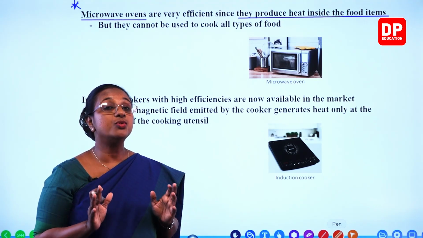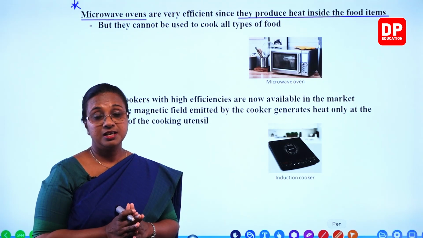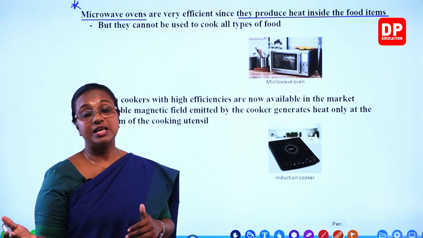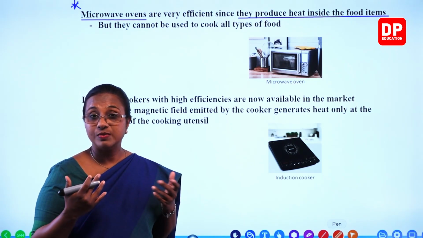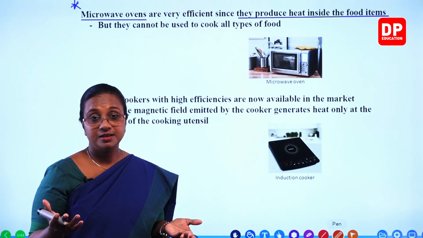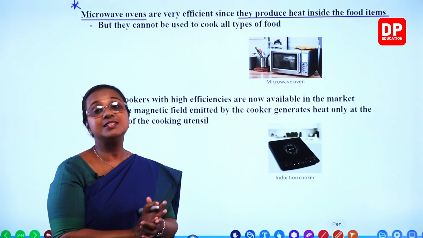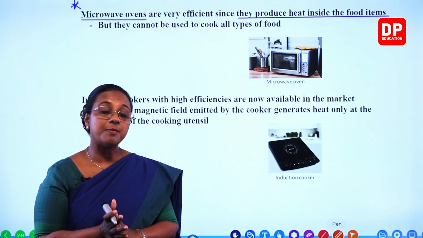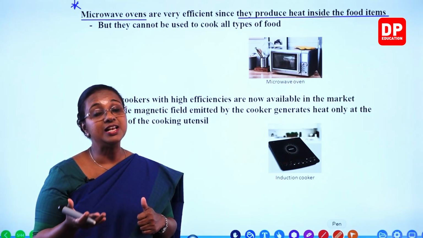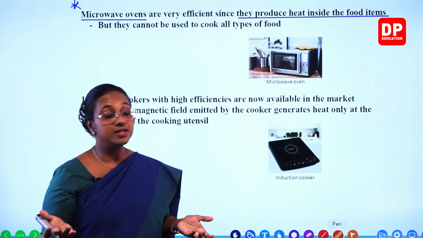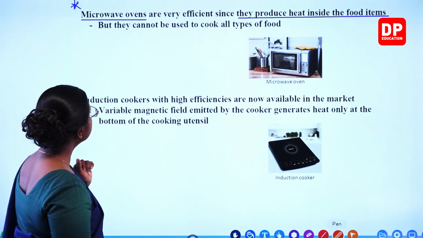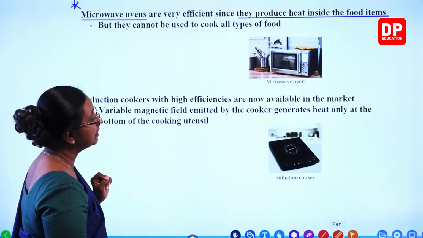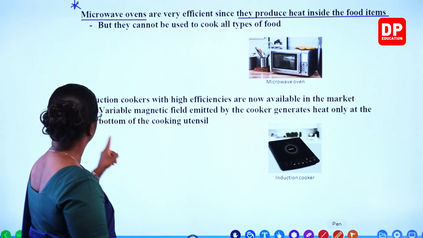So only those vessels can be used in this induction cooker. But that is also very, very efficient. The electricity consumption is very less. Heat loss is also less. So because of that, it is very, very efficient. But again, the vessels that you can use are limited. Only vessels made up of either iron or steel can be used. Any type of steel. Induction cookers with high efficiencies are now available in the market.